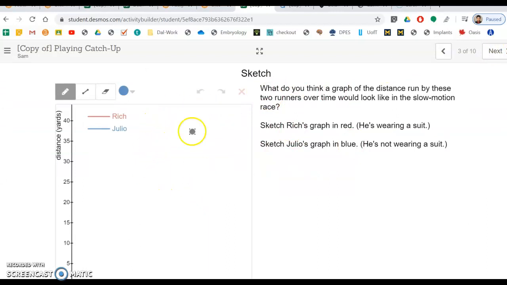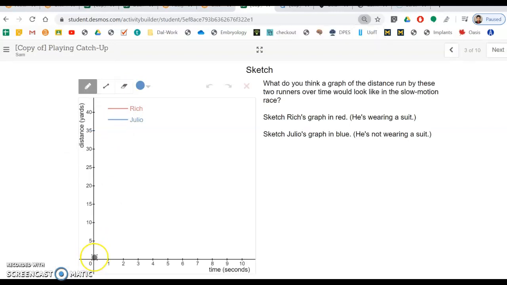Okay, so now this is where Desmos gets super exciting. What you can do is you will pick a color. For Julio, it's blue. I know that Julio is pretty fast and he's a professional athlete. So this is a distance time graph. We'll say that distance is right here, time is right here, and Julio did get a head start. So we gave him a 10-yard head start. In that case, Julio will start from here like this.